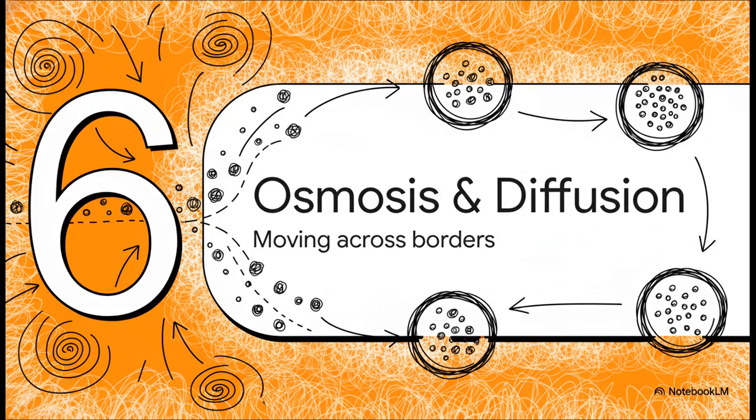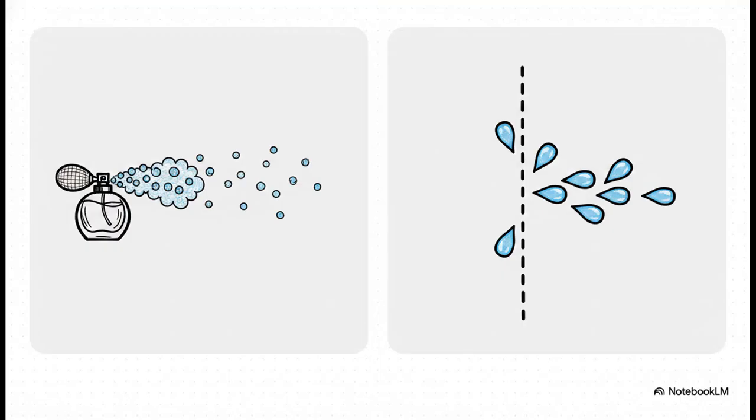Okay, our final stop. Section 6, Osmosis and Diffusion. It's absolutely crucial that we clarify the distinction between these two forms of passive transport. So diffusion is the spontaneous movement of any gases or liquids from an area of high concentration to an area of low concentration.